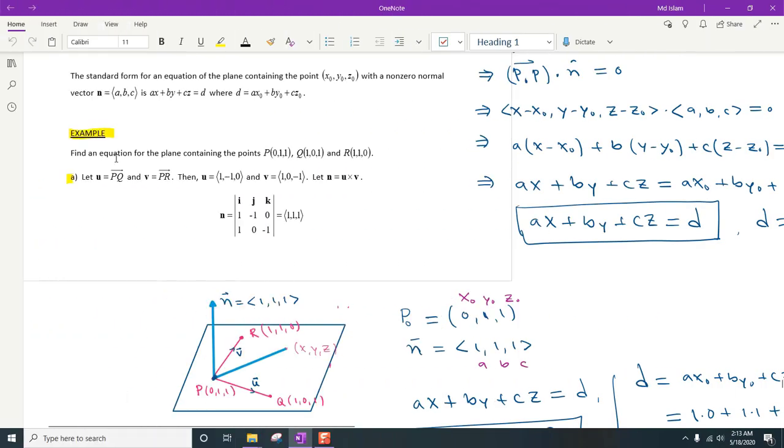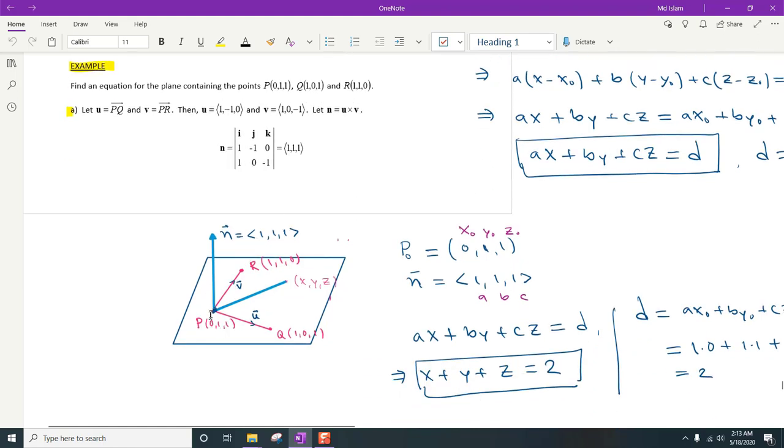In this example, we need to find the equation of the plane that contains these 3 points. Suppose P is here, Q is here, and R is there. Suppose this vector is U, so U equals PQ, and U would be Q minus P. So 1 minus 0 is 1, 0 minus 1 is negative 1, 1 minus 1 is 0. And suppose V equals PR, so V would be R minus P, that means 1 minus 0 is 1, 1 minus 1 is 0, 0 minus 1 is minus 1.